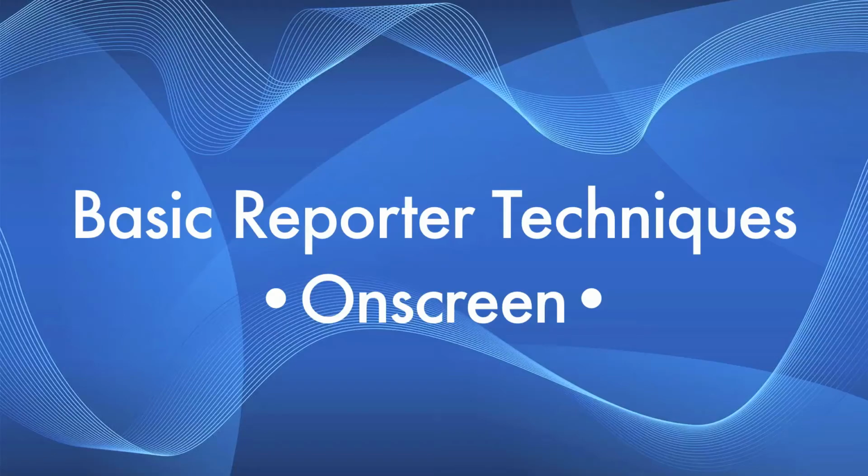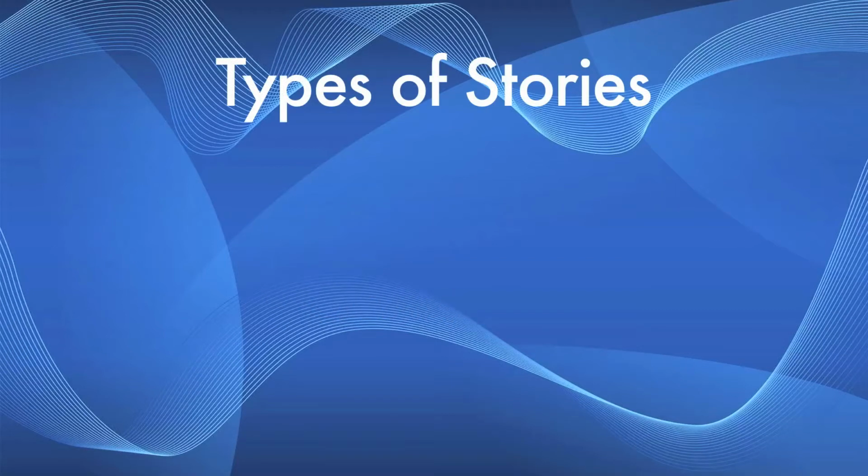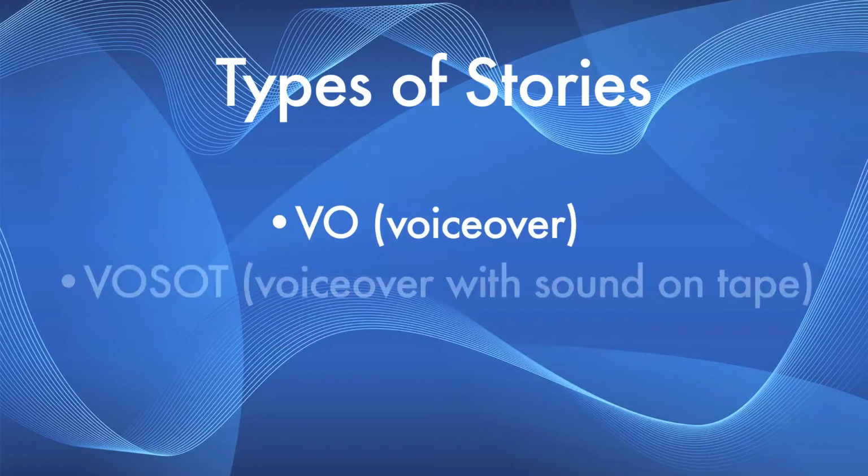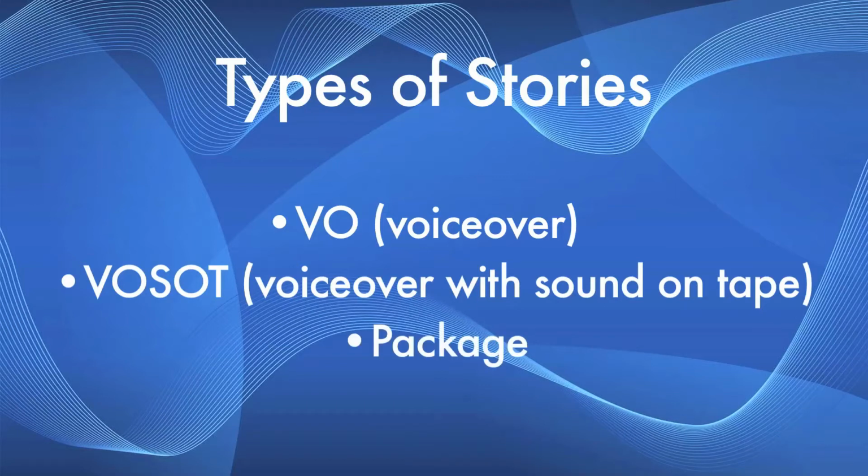Now that you know the basics about filming video, you're ready to learn how to apply these techniques to filming for news. There are three main types of video stories that a newsroom produces: a VO, short for a voiceover, a VOSOT, short for a voiceover with sound on tape, and a package. Let's take a look at each of these in more detail.